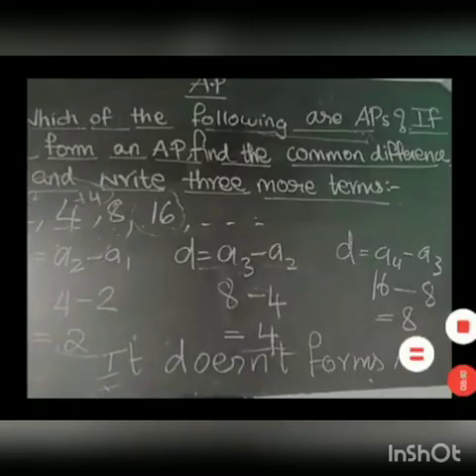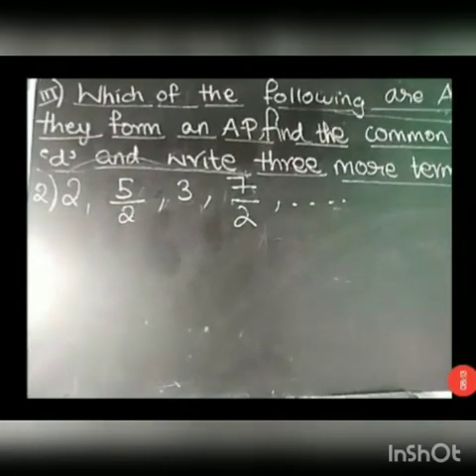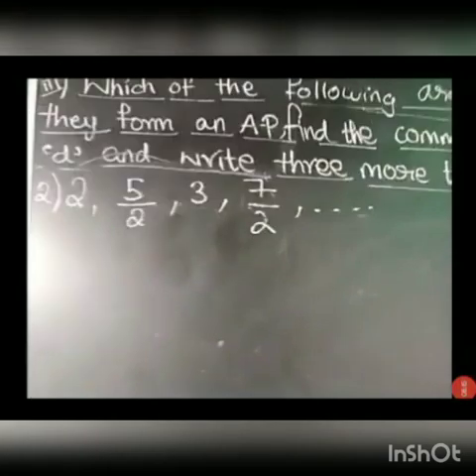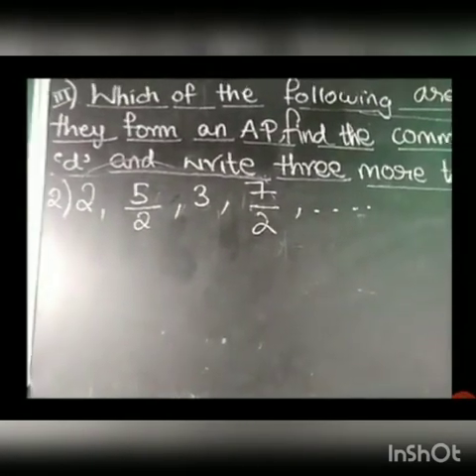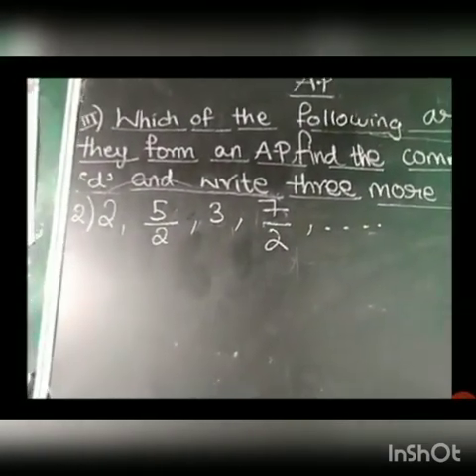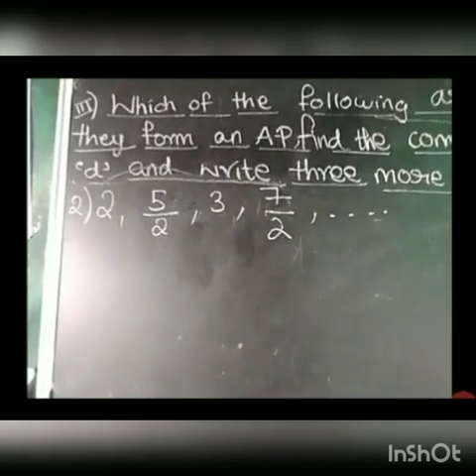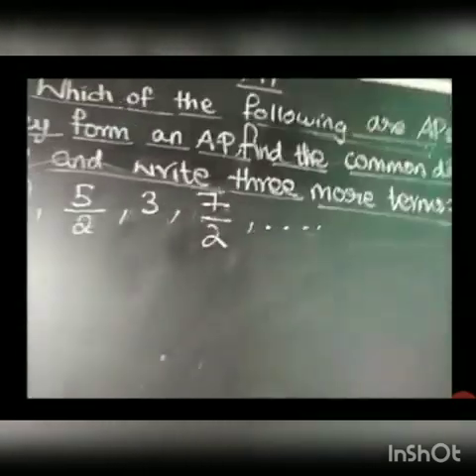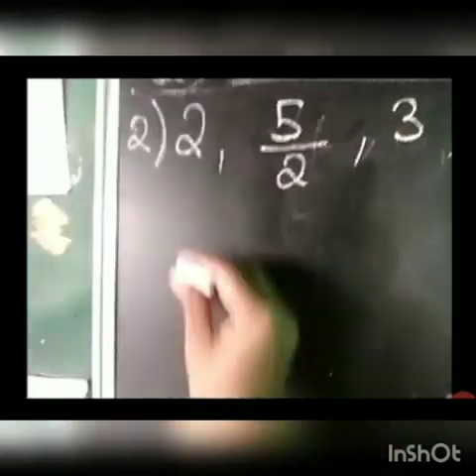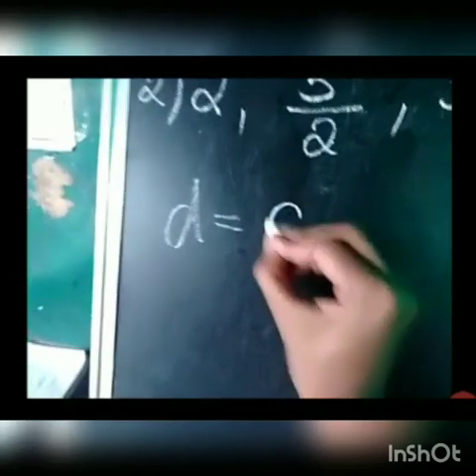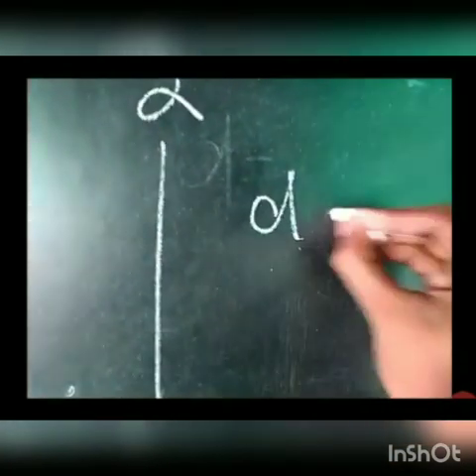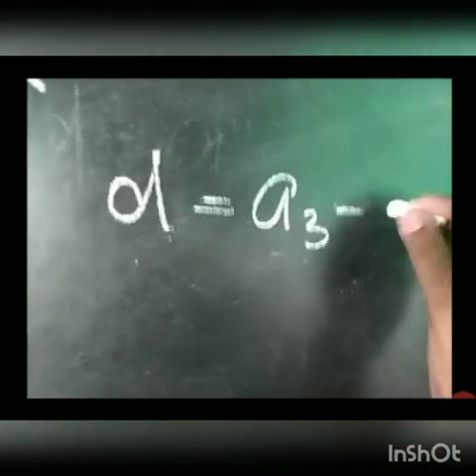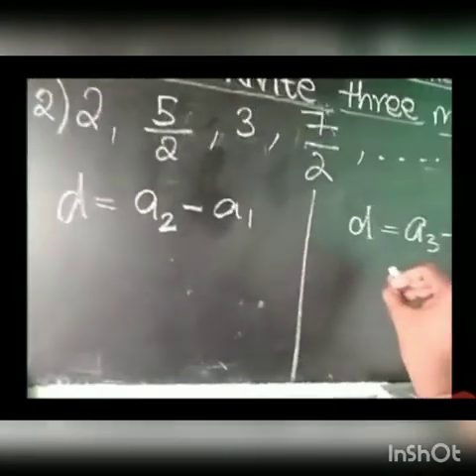Now let me go with the second one. Second one is like this: 2, 5 by 2, 3, 7 by 2 and so on. So we have to check whether this sequence forms an AP or not. How to find? As I said earlier, we need to find the common difference. D equals A2 minus A1 one time, and next time D equals A3 minus A2. Actually, if you find the common difference twice, it's more than sufficient.